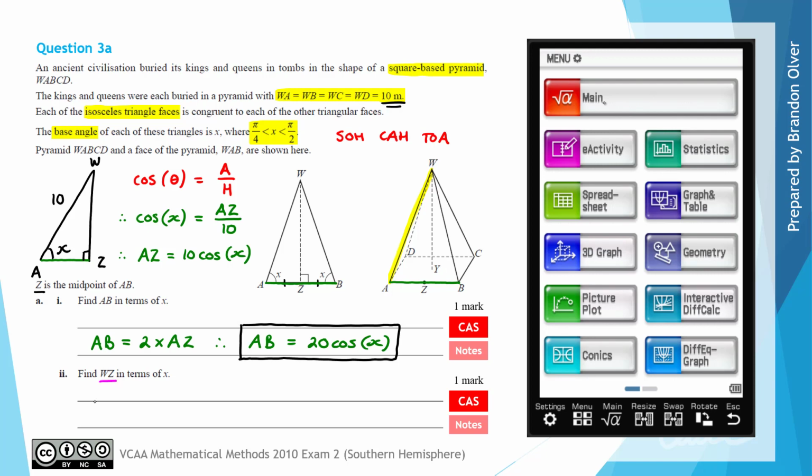If we then want to find WZ, that would be the length here, if I just do that in pink. And we would see that that is opposite the angle x, so it's going to be sine that relates these lengths and angles. So we're going to say that sine of x is equal to the opposite, which is WZ, divided by the hypotenuse length, which is still 10. So therefore, we have that WZ is equal to 10 sine of x. So that would be the answer to part A(ii).